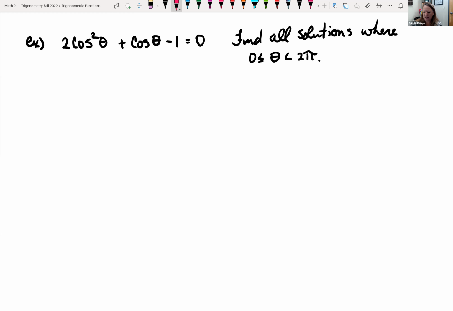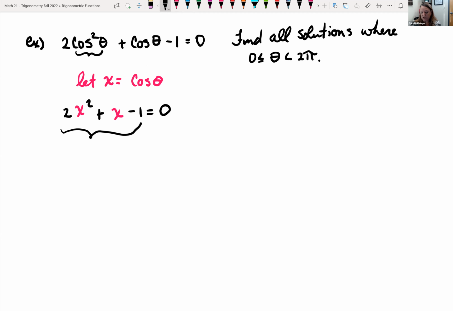If it helps you not to look at this with trigonometric functions, we can do this: let x equal cosine theta. So if we go back in there, wherever we see cosine theta, we plug in x. So we have 2, this is like cosine theta quantity squared, so this would be x squared, plus I see cosine theta, so replace it with x, minus 1 equals 0.